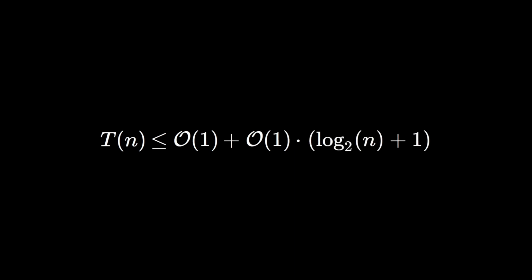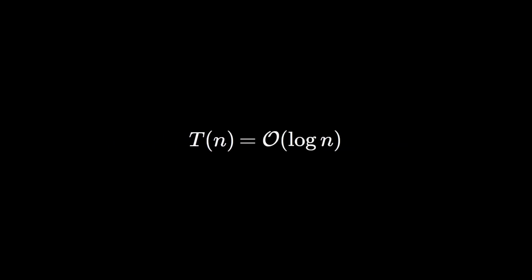What is the worst case running time of binary search? Outside the loop, we need constant time. For each iteration, we need constant time. And we've just seen that we take at most log of n plus 1 iterations. So we indeed have logarithmic time complexity in the worst case.